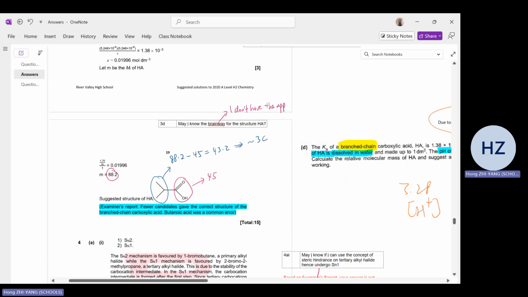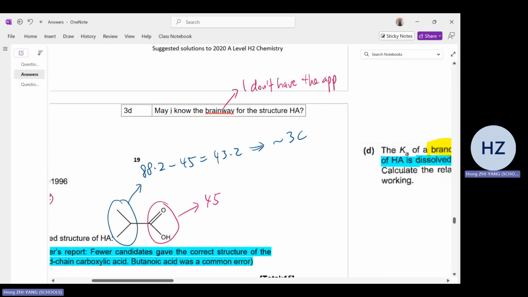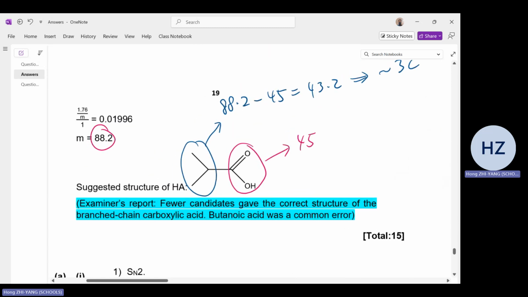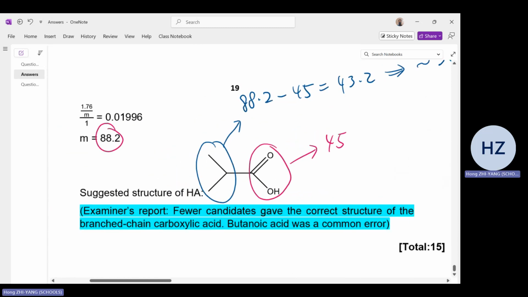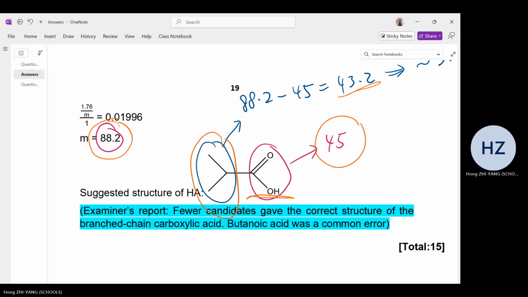Right, and may I know the brainwave to HA? I can show you the brainwave. The brainwave is, my brain tells me this is 88.2. My brain also tells me you need an acid, which is 45. Then my brain tells me I have to solve it here, right? So left with 43.2. As a chemist, 43.2 is 3 carbons. How do you know that? 12 times 3.